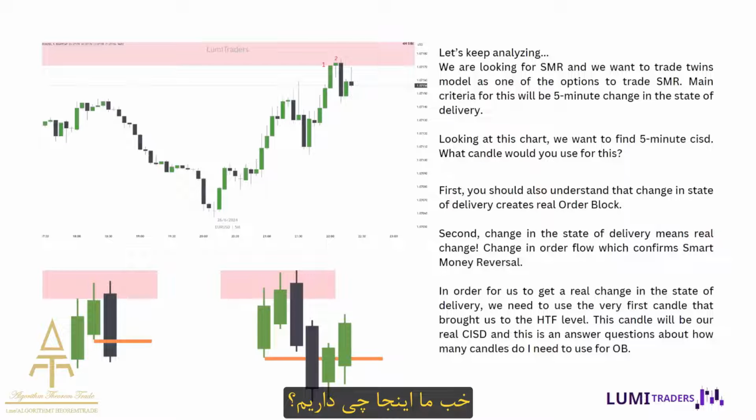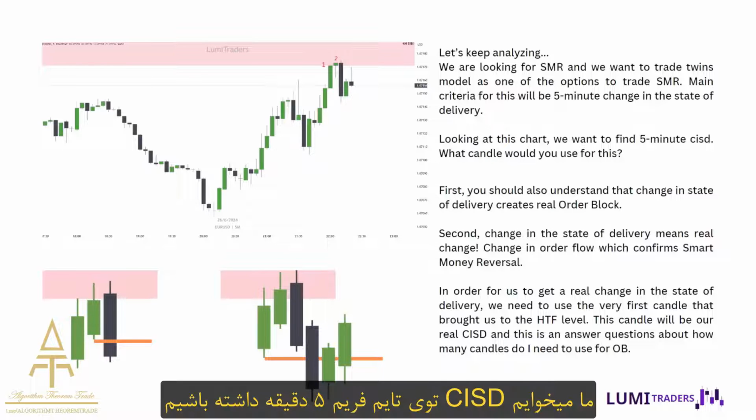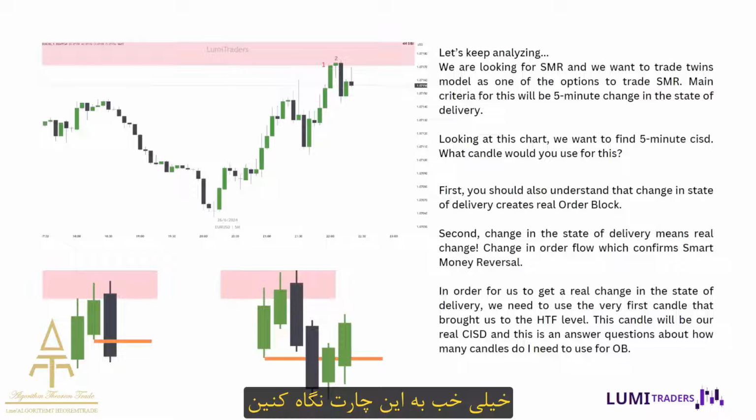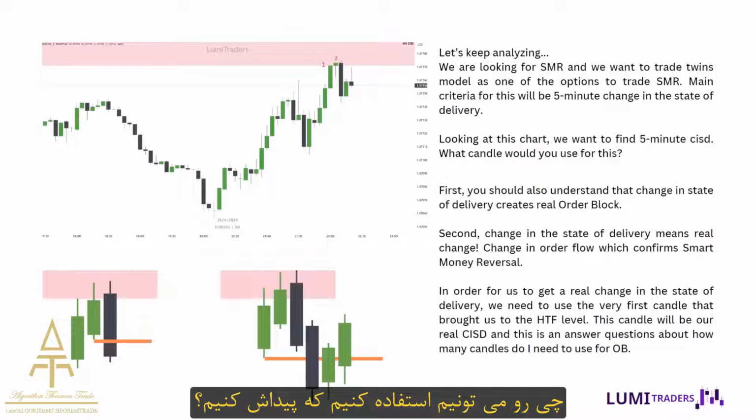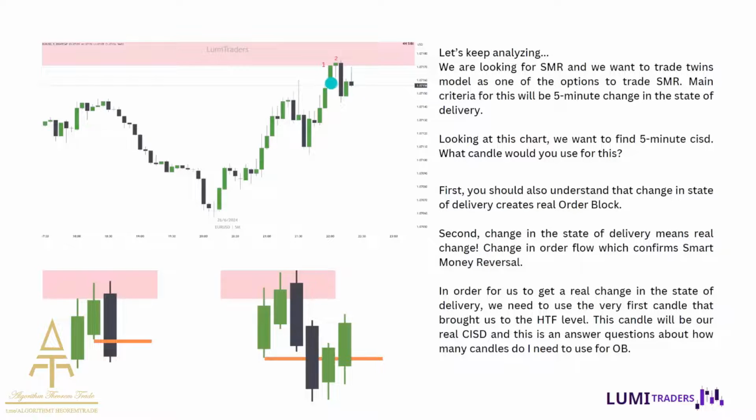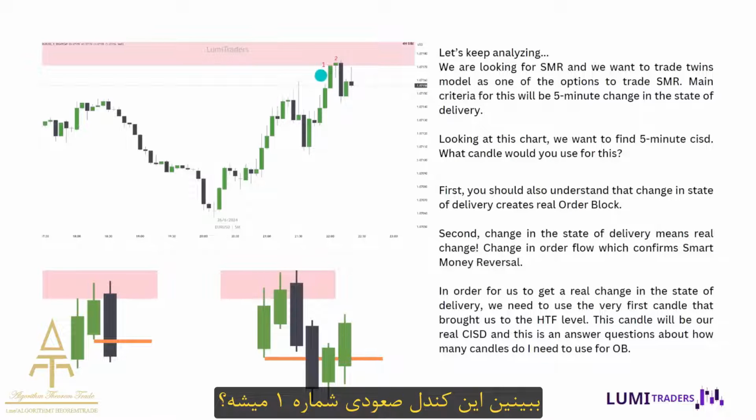So what do we want to have here? We want to have a 5-minute change in the state of delivery. Looking at this chart, we want to find a 5-minute change in the state of delivery. What candle would you use to find this? See, this up close candle, which candle: candle number 1, or candle number 2?